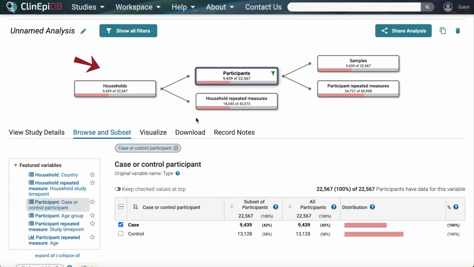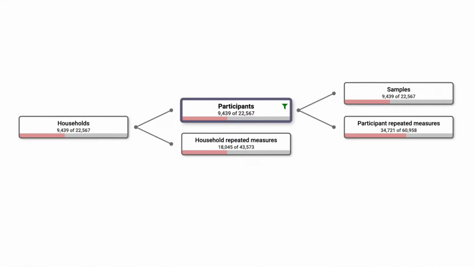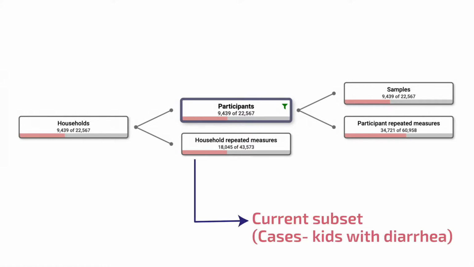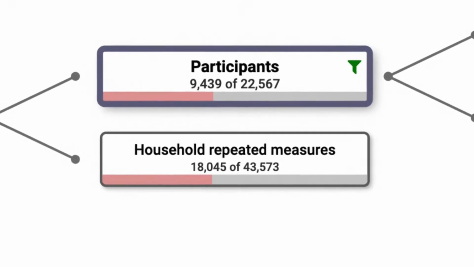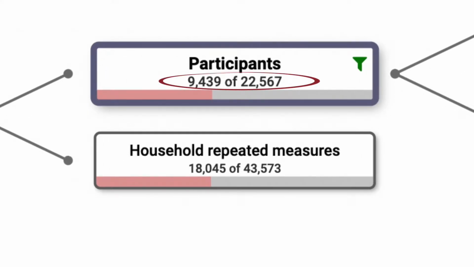Looking up at the diagram, I may notice that it looks different now. Instead of pink stretching across the bottom of each box, I see pink across 42% of each box, except for the participant repeated measures one. This pink represents my current subset, while gray represents the rest of the data, which in this case are the controls. Looking closer, I can see that my participants box says that I've selected 9,439 participants out of the 22,567 total participants. This matches my selection down below.